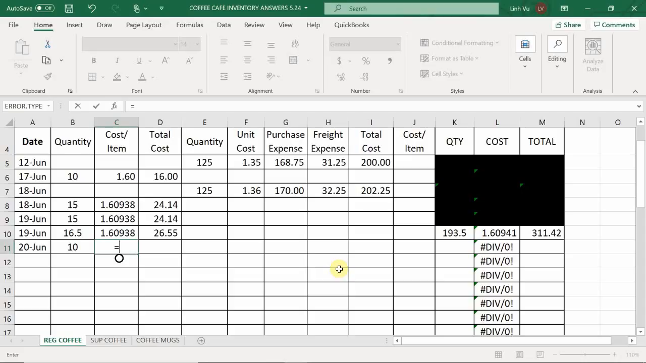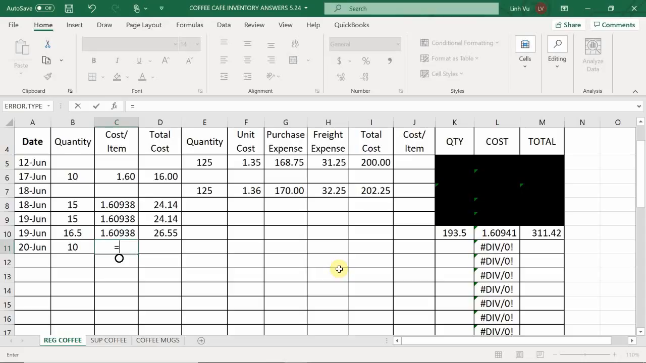Multiply the cost. Okay, I'm asking you, how much quantity do I have on hand right now? On hand right now. How much do I have in my inventory right now? Not what I sold. How much do you have in your inventory right now?